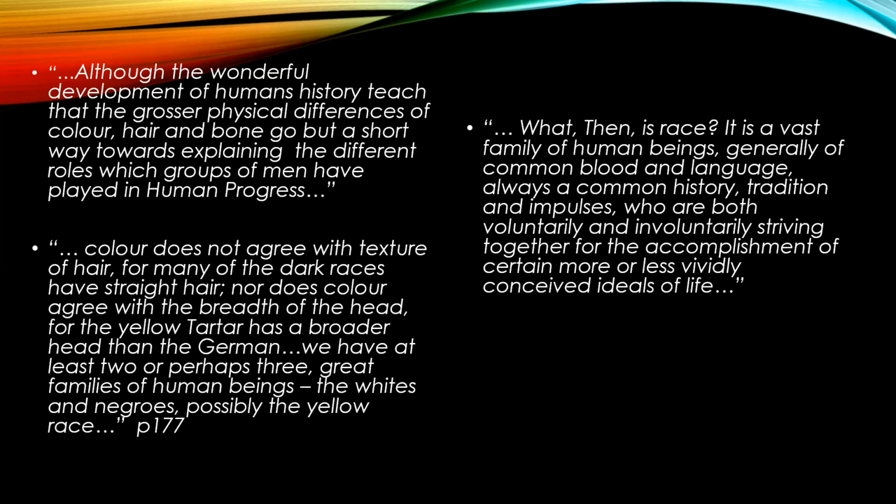Okay, so he goes on to say that of hair, for many of the dark races have straight hair, nor does color agree with the breadth of head. For the yellow Tatar has a broader head than the Germans. Okay, we have at least two or perhaps three great families of human beings: the whites, the Negroes. Negroes are spelled with a small n because around about 1776 and onwards, darker skinned people were relegated to be non-human. It's what they call the 3/5 compromise, which meant they were only 3/5 of a human being. Okay, so they were literally chattel animals. This is how it came about, the defamation or the demeaning of darker skinned people in the so-called New World.